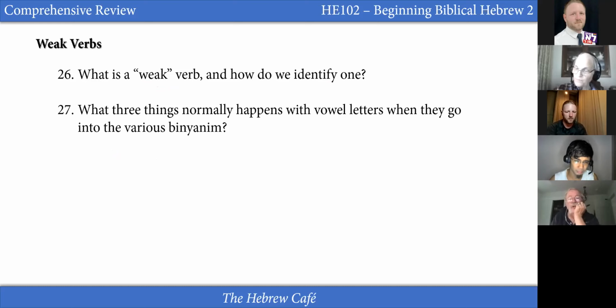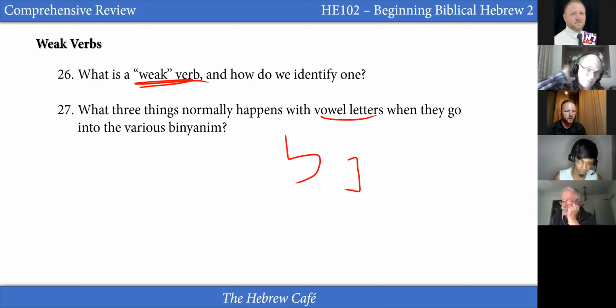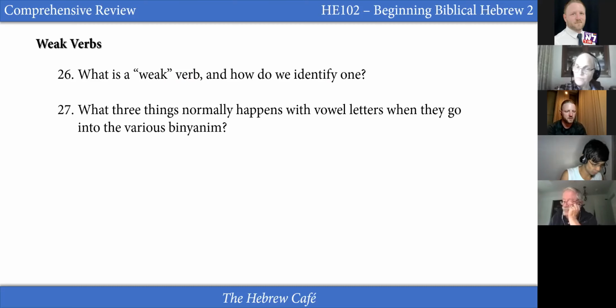So we're talking here about yod, vav, and hey. And also, well, I said vowel letters, but it's any of the weak letters. Noon can disappear, right? Even in the word lakach, the lamed disappears. Lamed isn't normally a weak letter, but in that word it disappears.